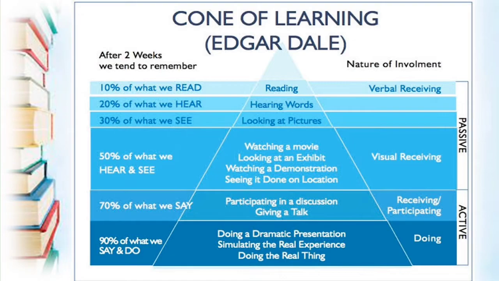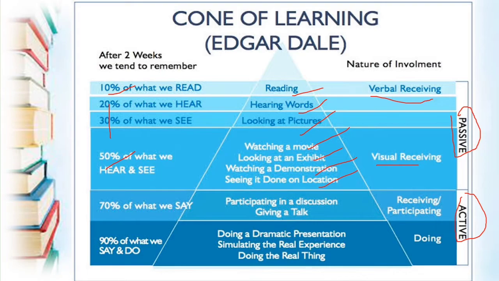Here's the Cone of Learning by Edgar Dale. Edgar Dale categorizes learners as passive or active learners. If the learners are engaged only in verbal receiving and visual receiving, like reading, hearing words, looking at pictures, watching a movie, looking at an exhibit, watching a demonstration, seeing it done on a location, that will only provide them with 10 to 50% of retention.